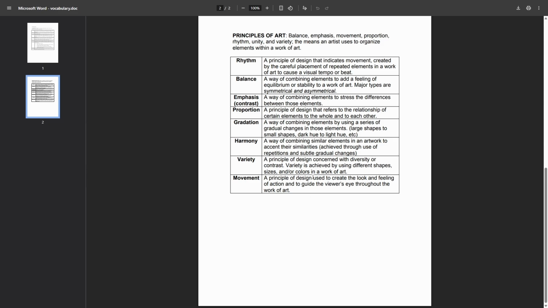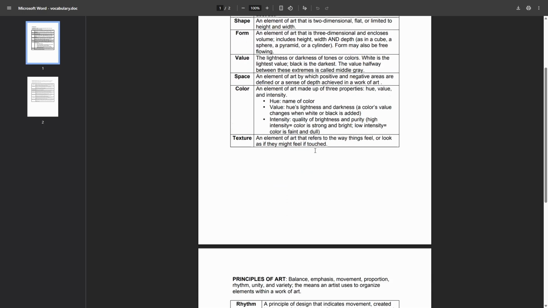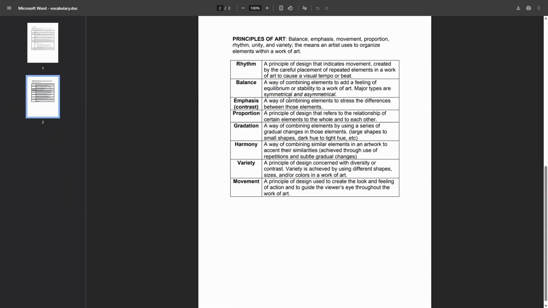So here is the principle of art. There are these elements of art: line, shape, form, value, space, color, and texture. I think I talked about each one of them in my pixel art tutorials, and now let's go for the principles of art. So we have the rhythm, balance, emphasis or contrast, proportion, gradation, harmony, variety, and movement. So this is the principle of design that indicates movement created by a careful placement of repeated elements in a work of art to cause visual tempo or beat.